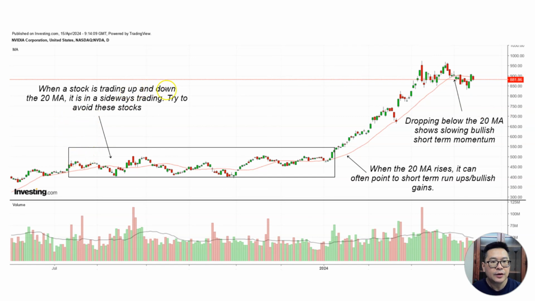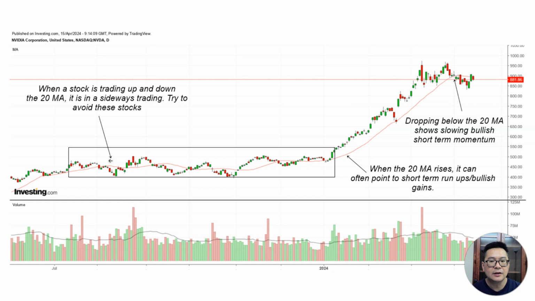When a stock is trading up and down the 20 MA, it does tell you something: that the stock is in sideways trading. You can see the stock here. I've drawn a square here, and you can see the 20 MA, this red line. The stock goes up and down and up and down. So what this tells us is that this stock is actually in a sideways trading mode, and it is very, very difficult to make money for most people.